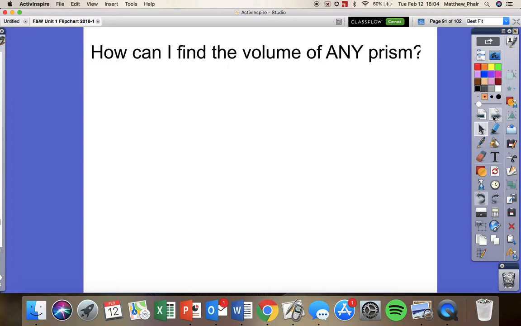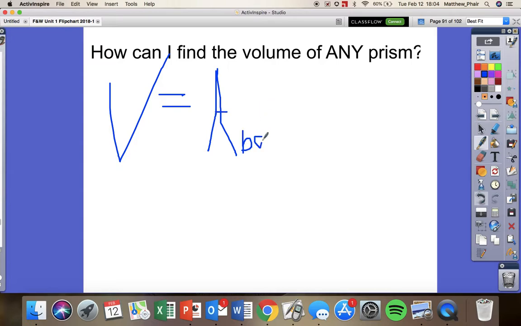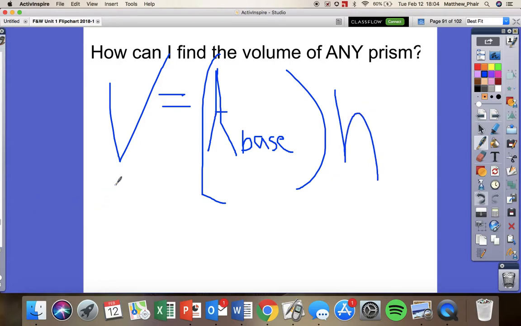All right, and coming back to the key point of this, how do I find the volume of any prism? By now, your mind should be going off to say that the volume of any prism is equal to the area of the base times the height. This works on any regular prism. Remember, a regular prism means that the base and the top are the exact same shape with a uniform height, kind of like the examples we've seen so far.